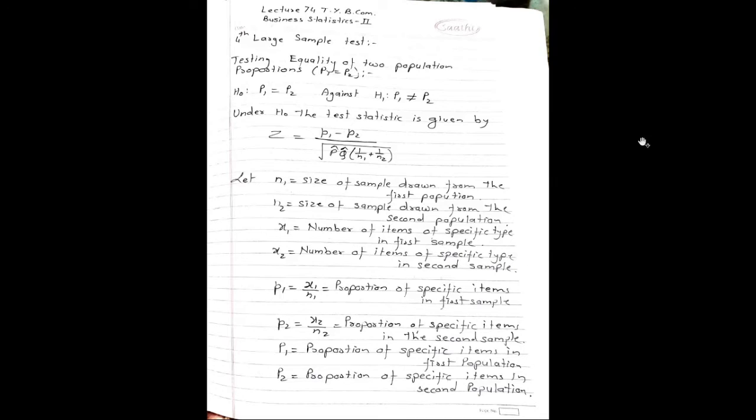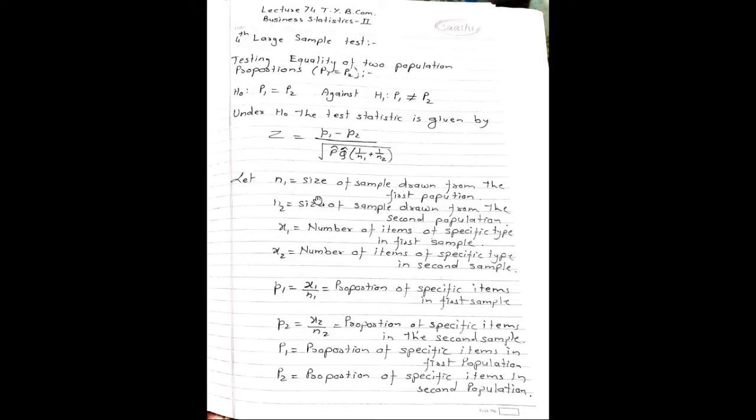This is the fourth large sample test. Name of the test is testing equality of two population proportions, P1 is equal to P2. So H0 in notation can be written as capital P1 is equal to capital P2 against H1, that is alternative hypothesis, P1 not equal to P2. Under H0, the test statistic is given by Z is equal to (p1 minus p2) upon square root of P cap Q cap into (1 upon N1 plus 1 upon N2).